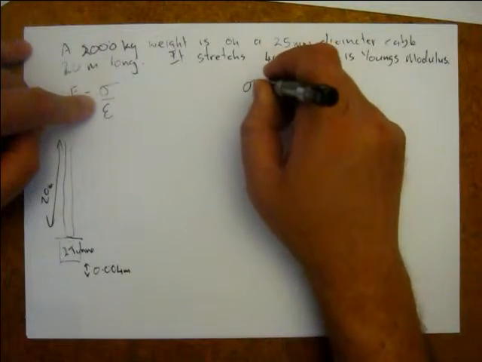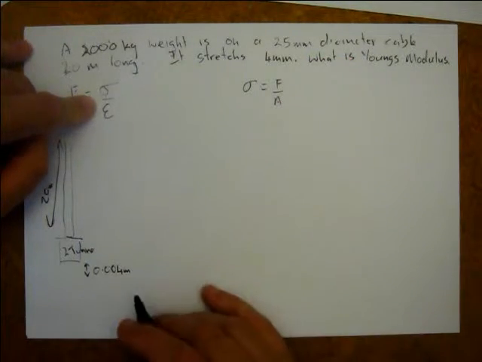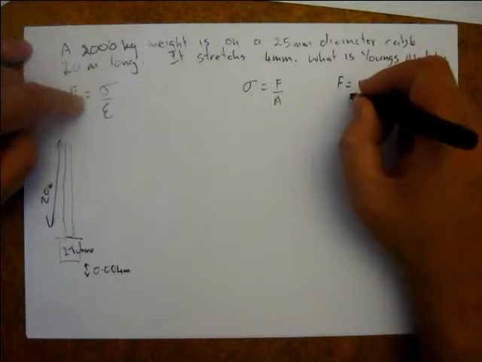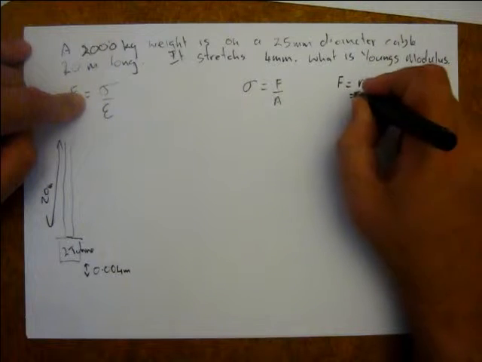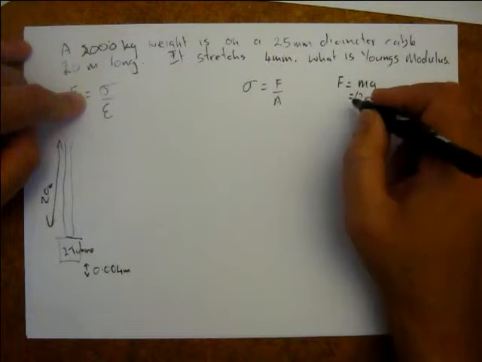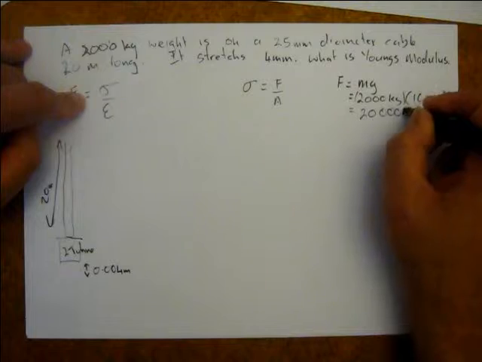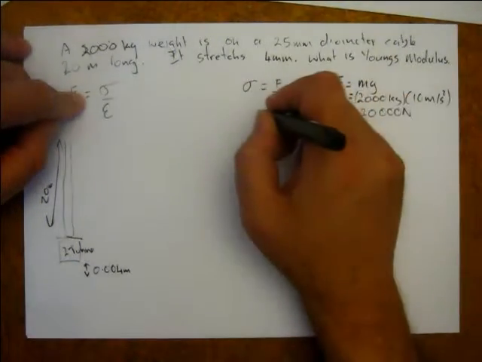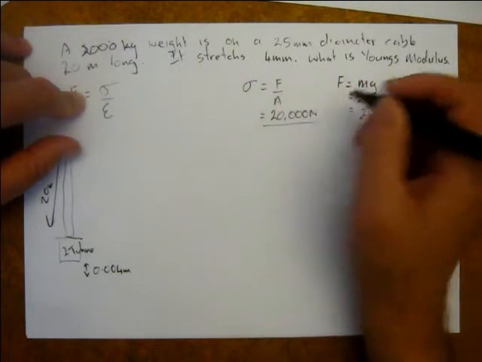So stress is equal to force over area. Which leads to the next question, what's the force? Well, force is going to equal mass times gravity, which is going to equal 2000 kgs times 10 meters per second squared here, because we're just using a demonstration, equals 20,000 newtons. You can use 9.8 if you want. So we know the force, so stress is equal to 20,000 newtons. Do we know the area?